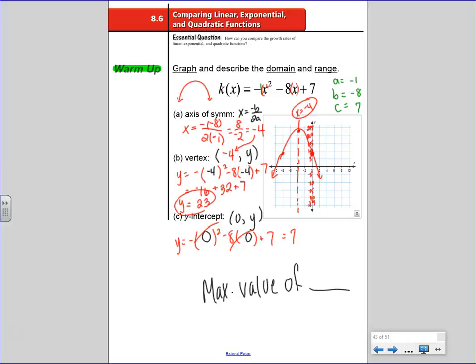They ask us to fill in a blank. Plug in the max value. You can plug in, but it's the vertex. It's the vertex, but I don't want the x of the vertex. Do you remember what the answer is? I want the y of the vertex. What is the y of the vertex?